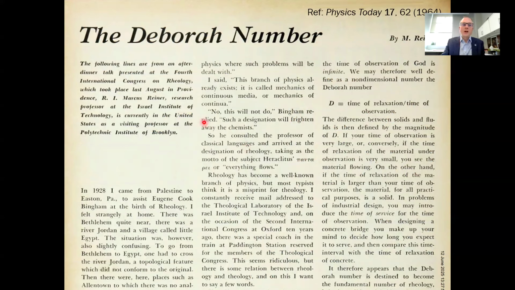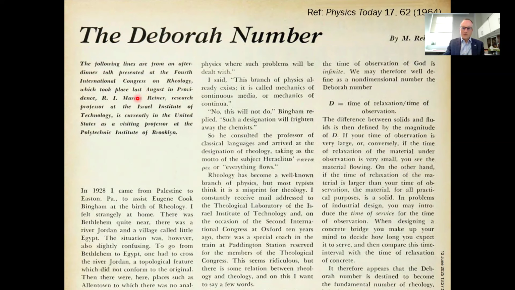Now, jumping ahead, the specific talk that introduced the concept of the Deborah number was done by Marcus Reiner. Marcus Reiner was an Israeli physicist, and he visited the United States for a while. And during one of his visits, he gave an after-dinner talk following the dinner at the Fourth International Congress on Rheology, which took place in Providence, Rhode Island. That was back in 1963.